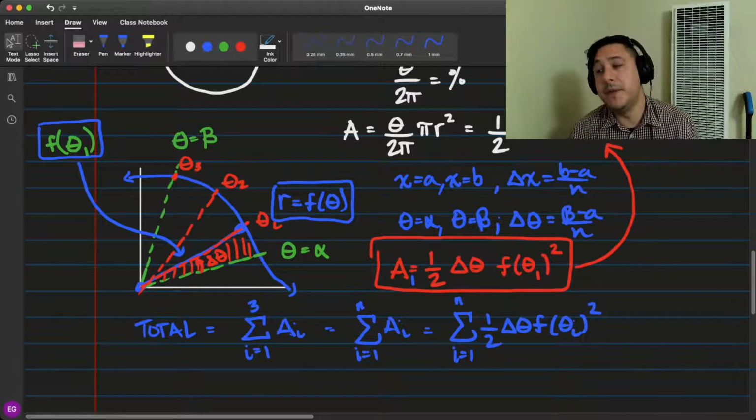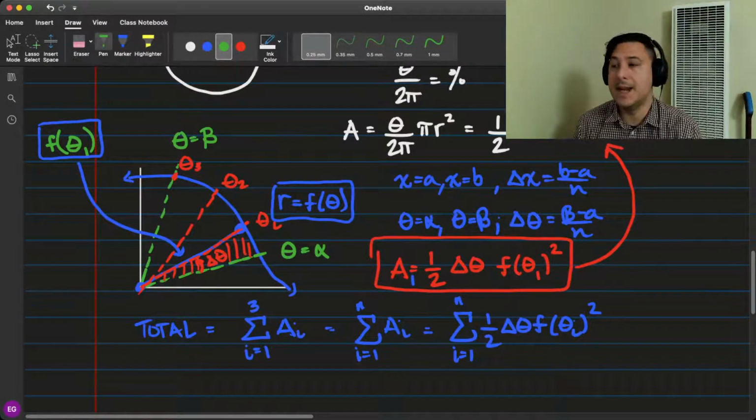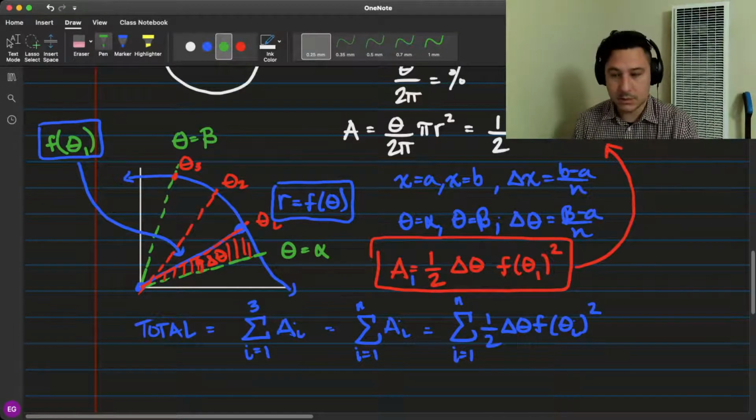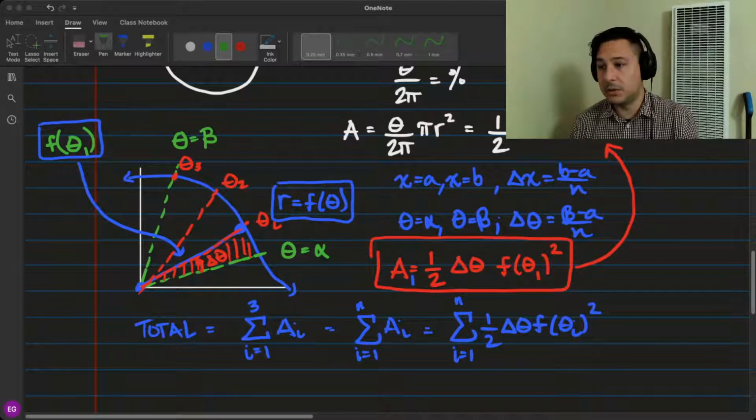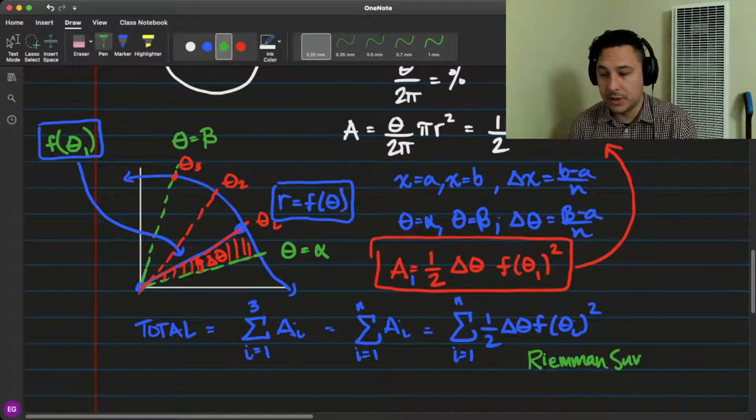So this should look familiar to you. What would the equivalent of this be for rectangular coordinates? What would we call this stuff in rectangular coordinates? If we were adding up all the rectangles, the sigma of the area of the rectangles, what do we call that for the rectangular version? Do we remember? Starts with an R. Yeah, cool. So this is like the equivalent of a Riemann sum for polar coordinates.